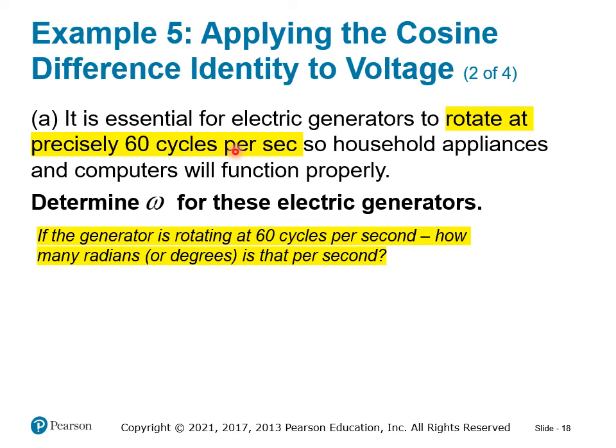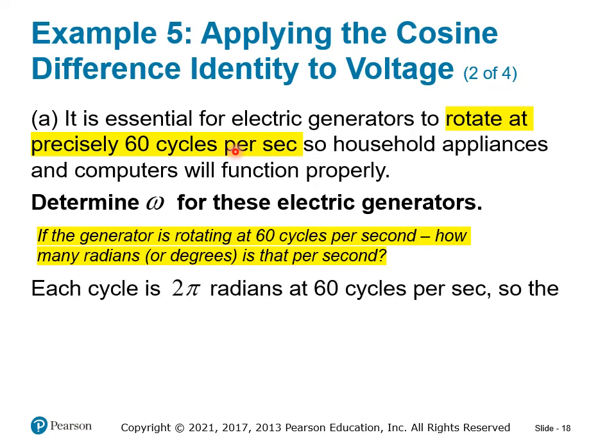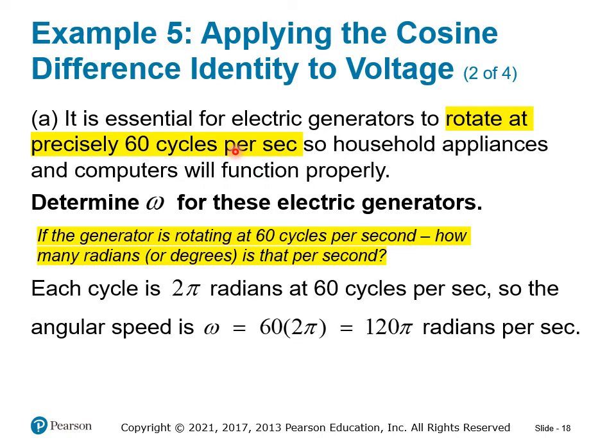If the generator is rotating at 60 cycles per second, how many radians or degrees is that per second? Well, a cycle is just going around the circle one time. So if it goes around the circle 60 times per second, how many degrees or radians is that? And it told us before that omega should be in radians, okay? Well, how many radians is one cycle or one circle? It's 2 pi. So each cycle, if we go 2 pi radians for each cycle and 60 cycles per second, notice what we have here is 120 pi radians per second.